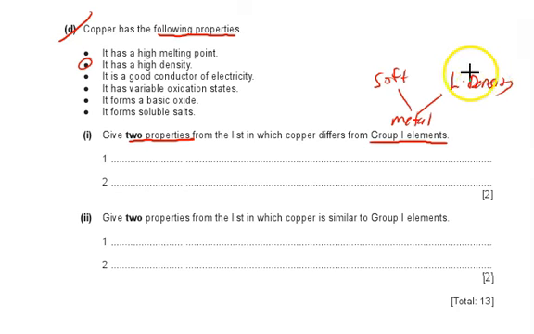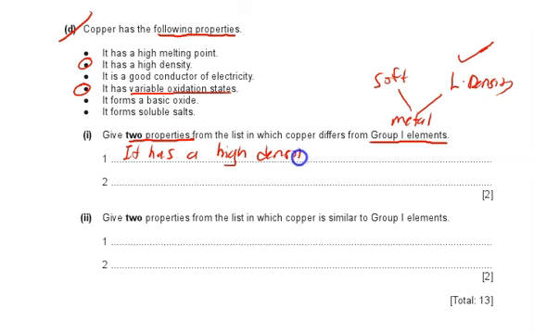So this has been answered. And soft, here it should be harder, but there is no harder here, but we can select another one, which is that it has a variable oxidation state. So high density and variable oxidation state. So these are your two answers over here.